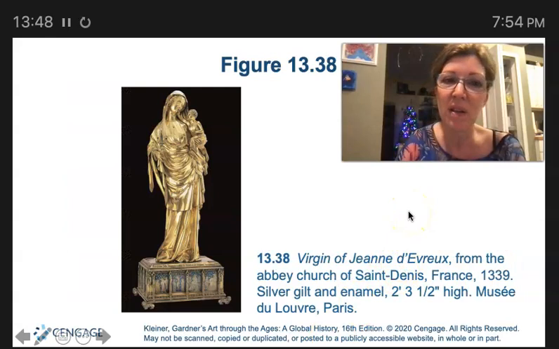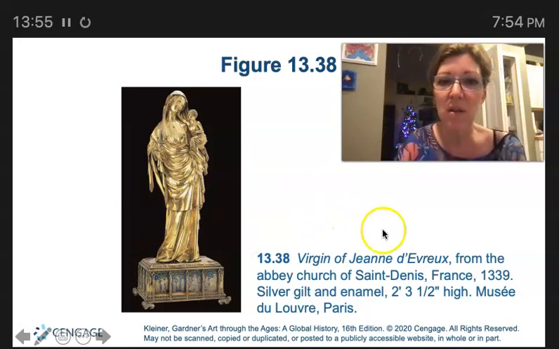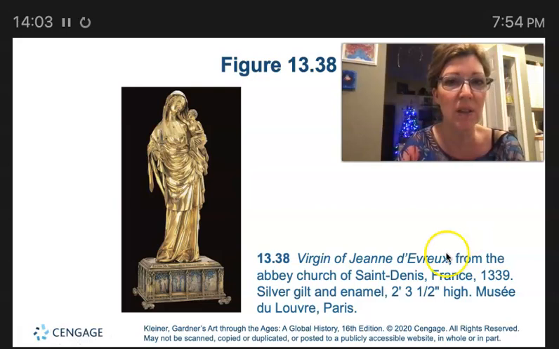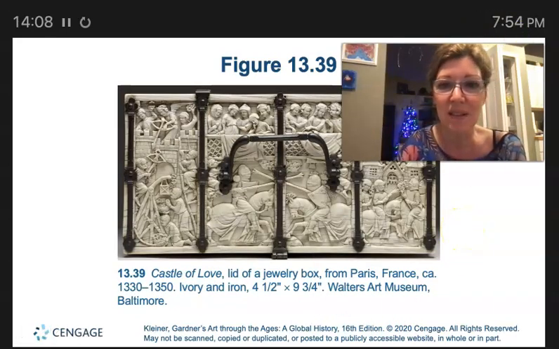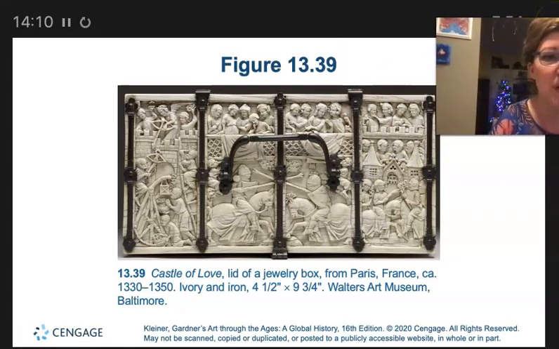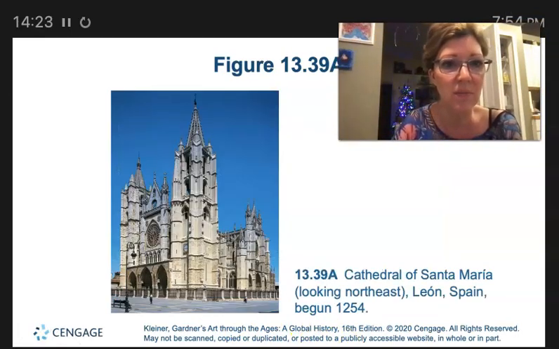Okay, now here we have another S-curve in the Virgin of Jeanne d'Evreux. So the Virgin of Jeanne d'Evreux, Mary is shown in her roles as both the Mother of Christ and the Queen of Heaven. This is amazing. So the original function of this object, lid of a jewelry box, is of a jewelry casket. So carved of ivory and detailed in iron.